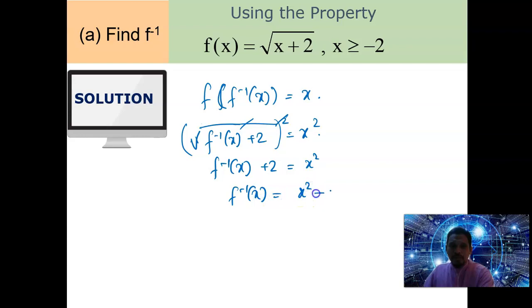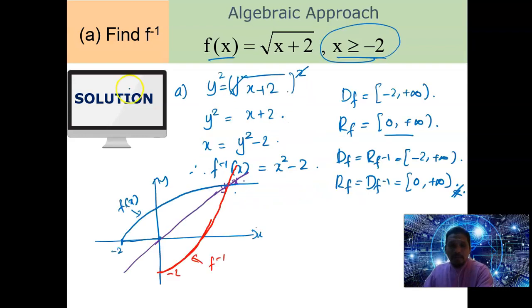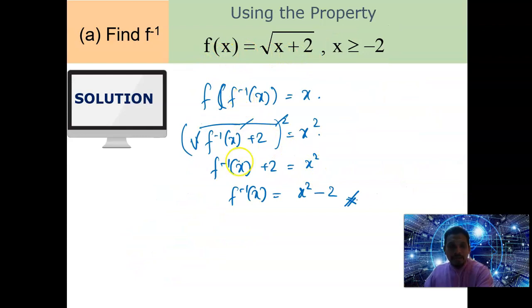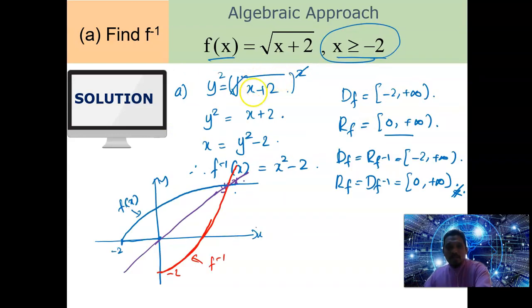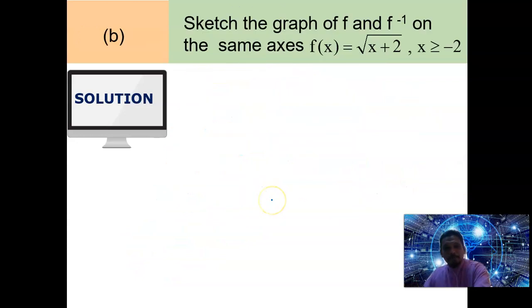then f inverse of x equals x squared minus 2. Okay, class, I prefer to find the inverse of this function f using this method compared to this method. But you have a choice to find the inverse, whether to use the properties of f and f inverse equal to x, or you can certainly use this one here. Okay, you make a choice.